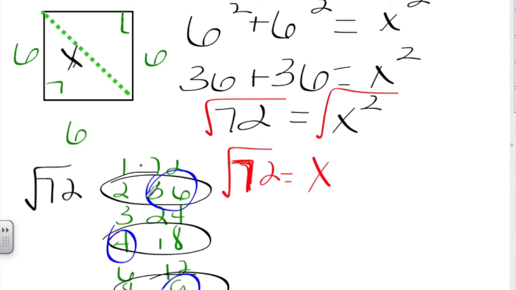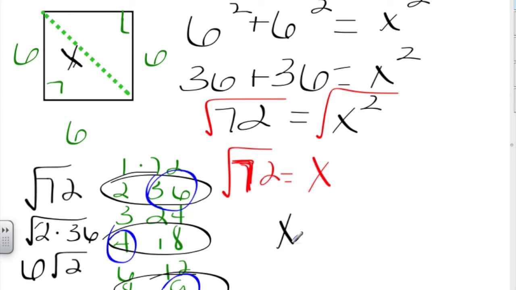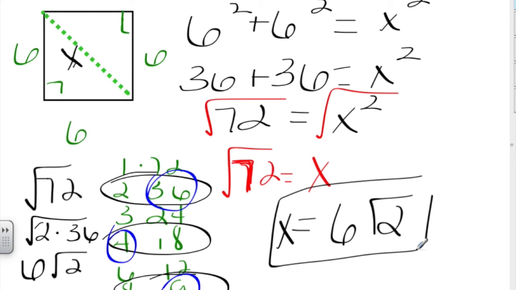I know I want to choose 2 and 36 because 36 is the largest perfect square that's a factor. So 2 times 36 goes in the square root. 36 is the good guy since he's the perfect square. Square root of 36 is 6, and then we're left with the 2 inside. So I now know my final answer is 6 square roots of 2.